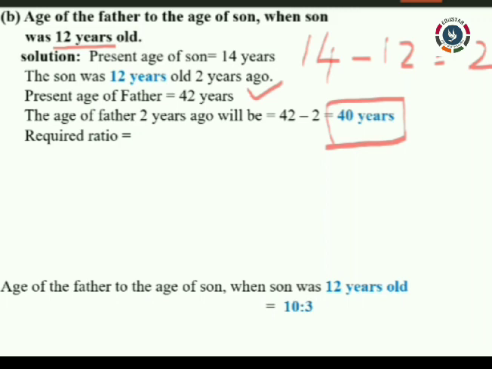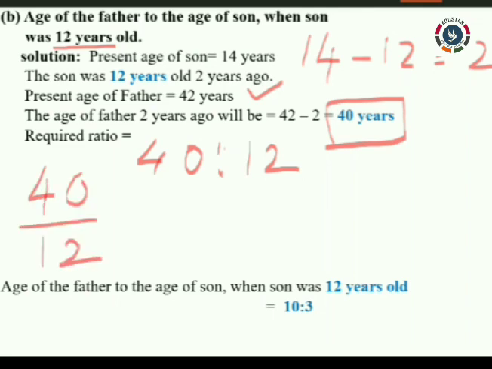Now your required ratio is father's age to son's age. Your father's age is 40 and your son's age is 12. How will you write the fraction for this? 40 divided by 12. Both are divisible by 4. You will get the answer as 10 by 3. And how will you write the ratio? 10 is to 3. So your required ratio, 2 years back, the age of father to the age of son is 10 is to 3.